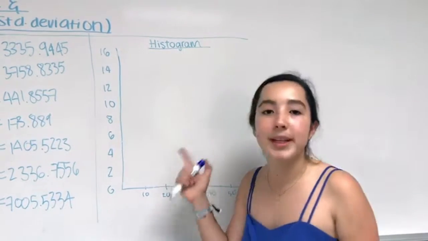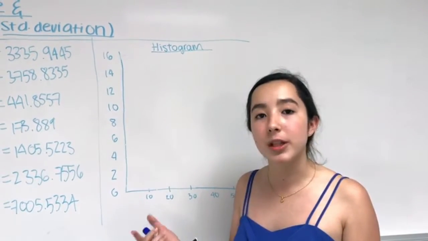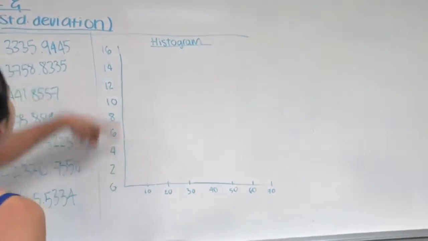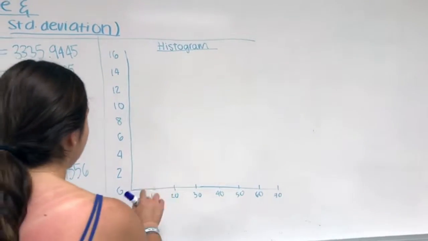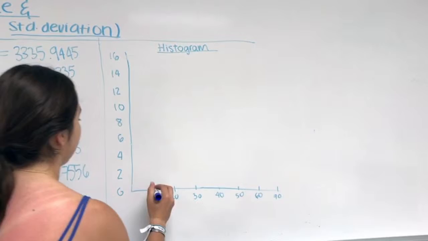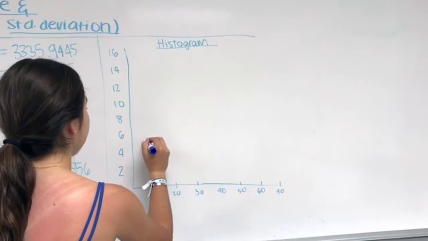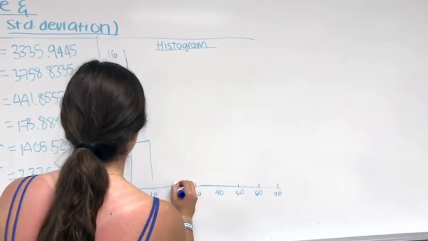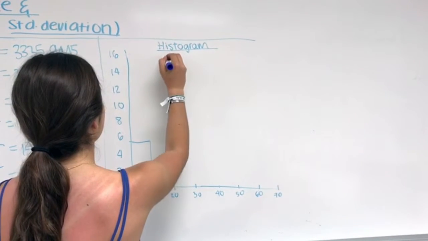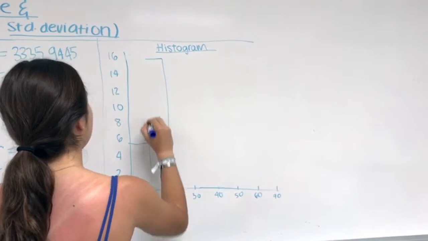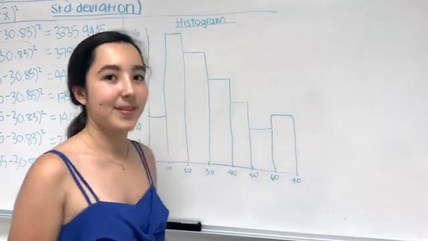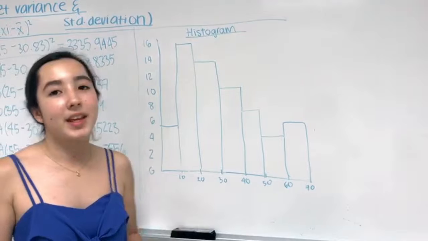So now we will make a histogram to make it easier to visualize and explain. Here we have the range of ages, and here the frequency. So first, from 0 to 10, it's up to 5. Then from 10 to 20, 15. So here we already have the histogram.